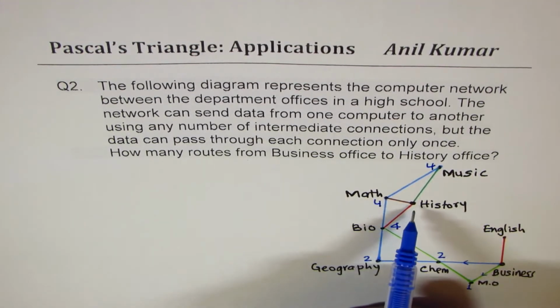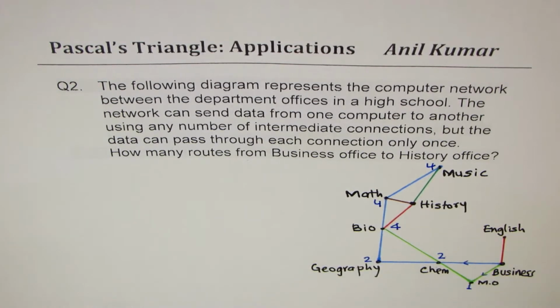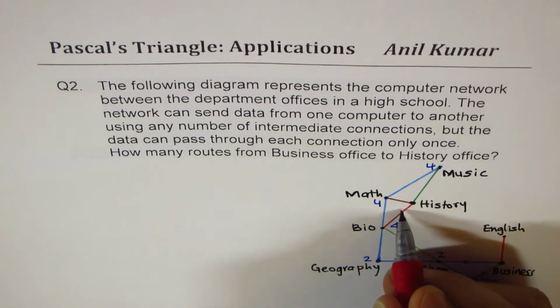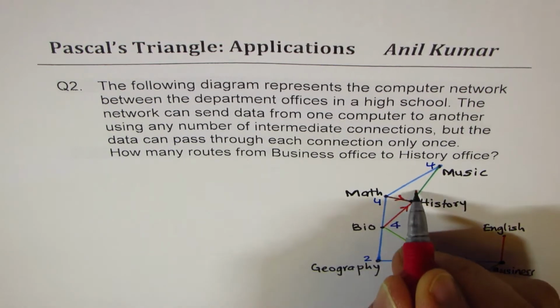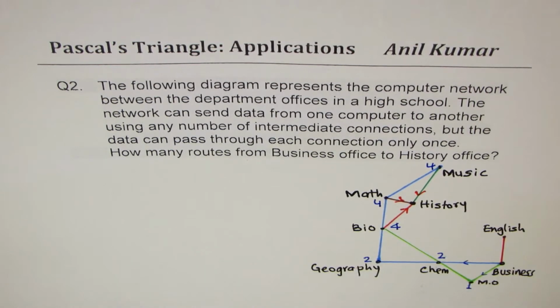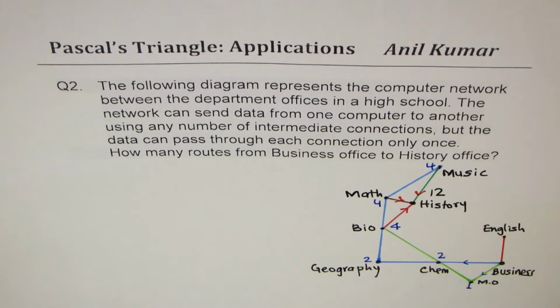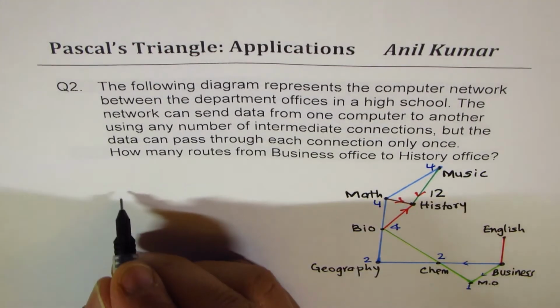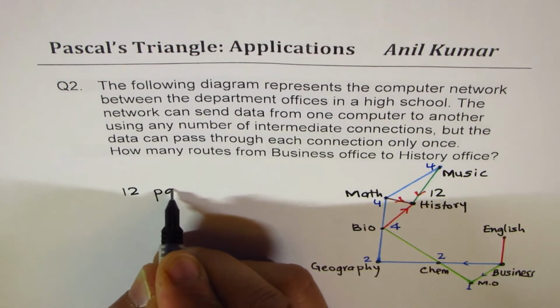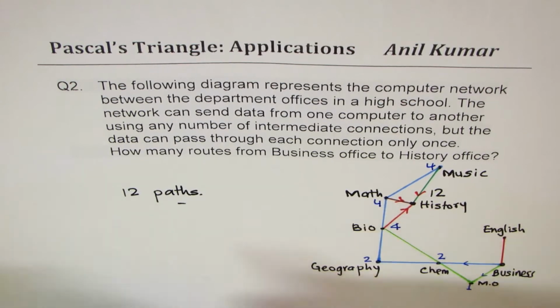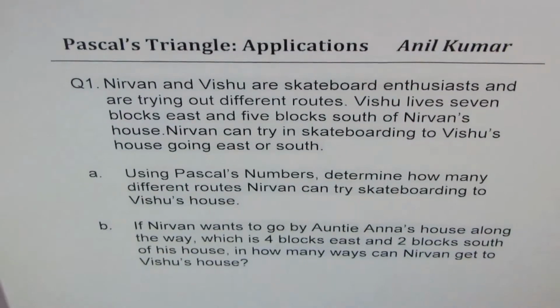Now final destination is history for us. So in this case, we could reach from these 3 paths, right? So these are the 3 paths which could lead to history, and that gives you a total number of 12. So the answer is 12. So there are 12 paths. So that is how you could actually solve such a question. So I hope that's absolutely clear.